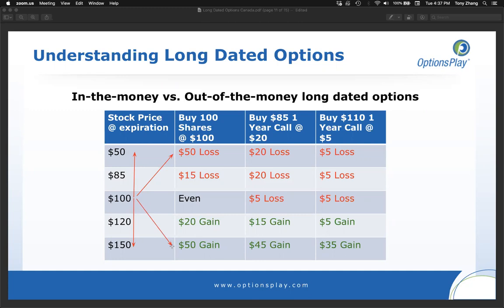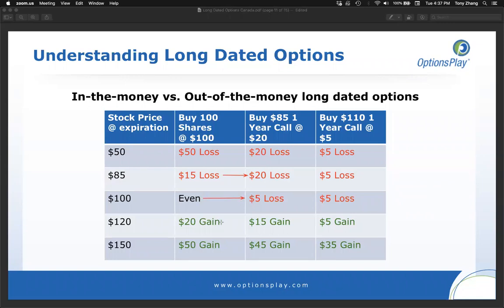So one of the reasons that we advocate that you buy an in the money call option is the fact that you'll see that for the most part, you end up very similar to the stock itself. So here I have a call option, an 85 in the money call option that cost me 20 bucks. As you can see, when the stock goes down, the stock loses 15 bucks. Here I lose 20 bucks. If the stock is even, I lose 5 bucks.